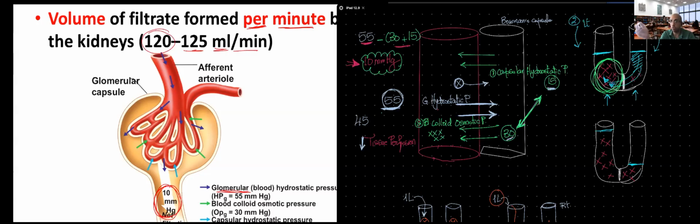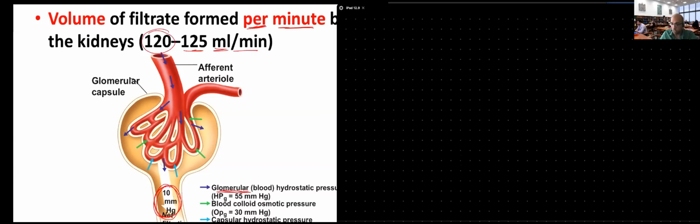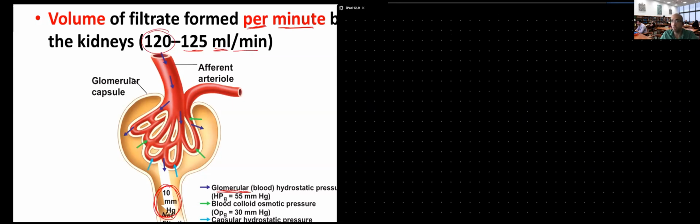So no filtration means no urine filtration, no urine formation. And if no urine is going to be formed, what's going to happen? I will be accumulating toxins in my system. And a major reduction of the filtration is going to result in renal failure.